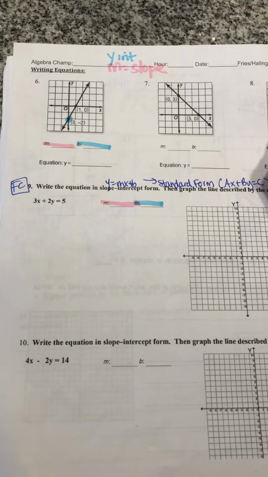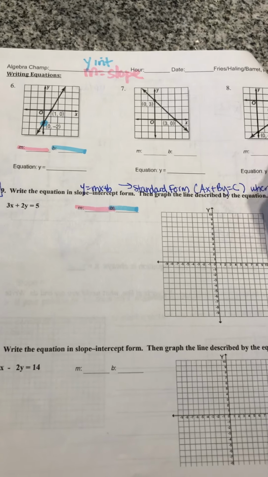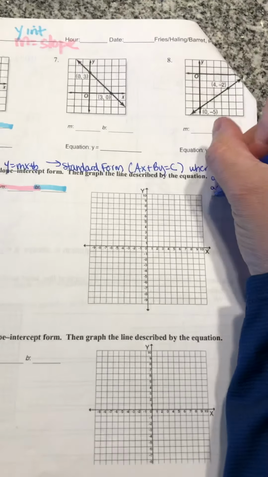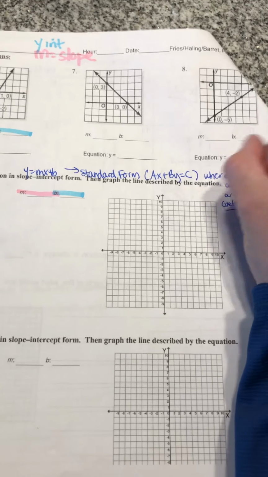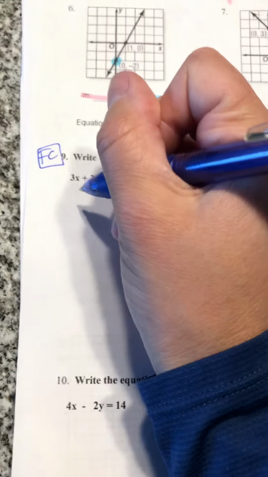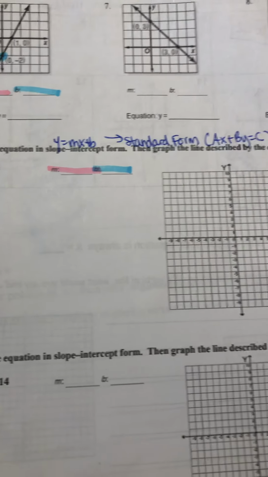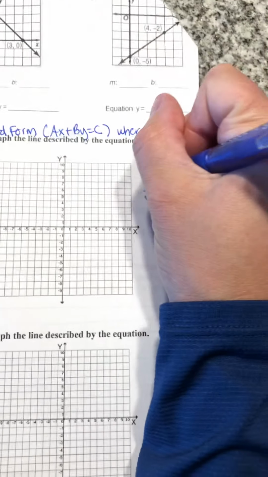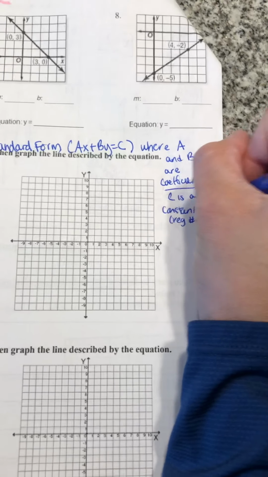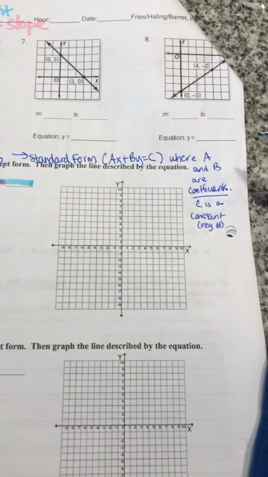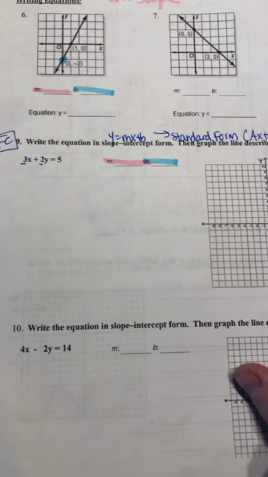That's the form where a and b are coefficients. Coefficients are numbers multiplied by variables. Those are your coefficients. C is a constant, regular old number. Okay. There are some other stipulations for standard form, but we're going to stop here and move on to converting or rearranging.